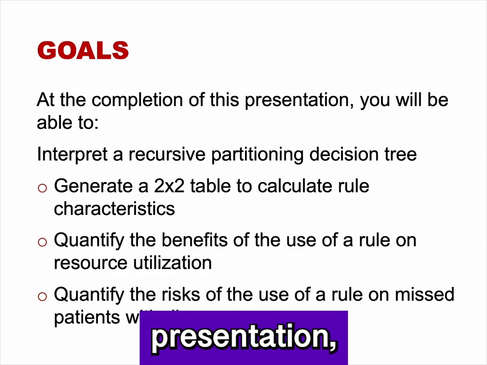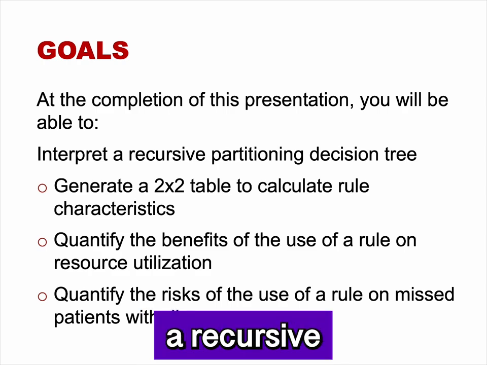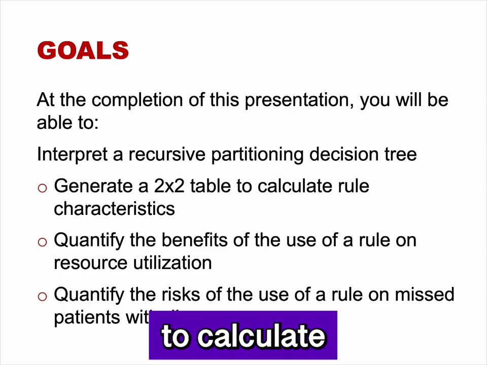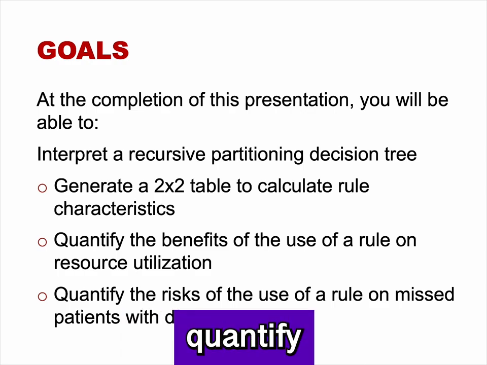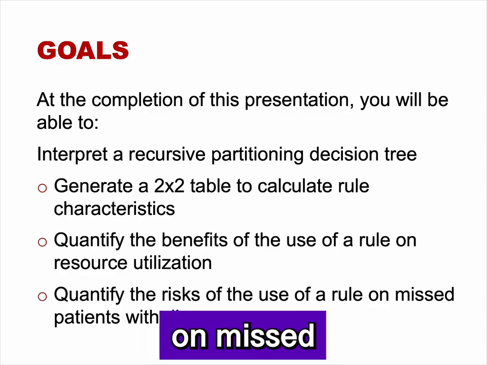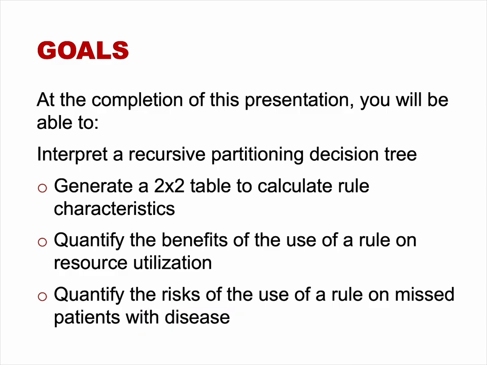At the completion of this presentation, you'll be able to interpret a recursive partitioning decision tree to generate a 2x2 table in order to calculate the rule characteristics, quantify the benefits of the rule on resource utilization, and quantify the risk of the rule on missed patients with disease.